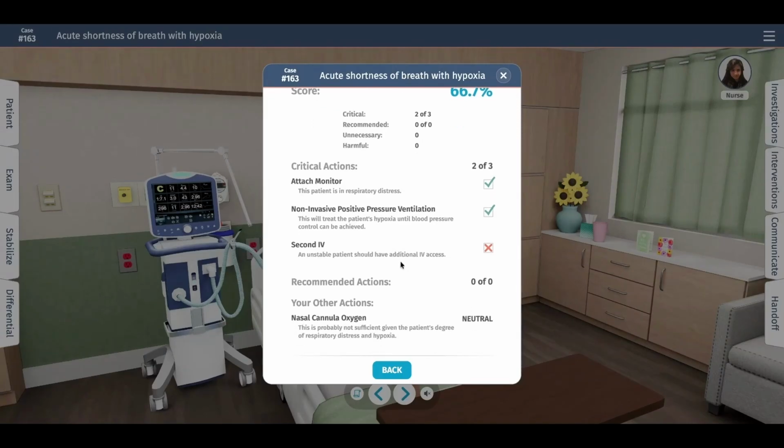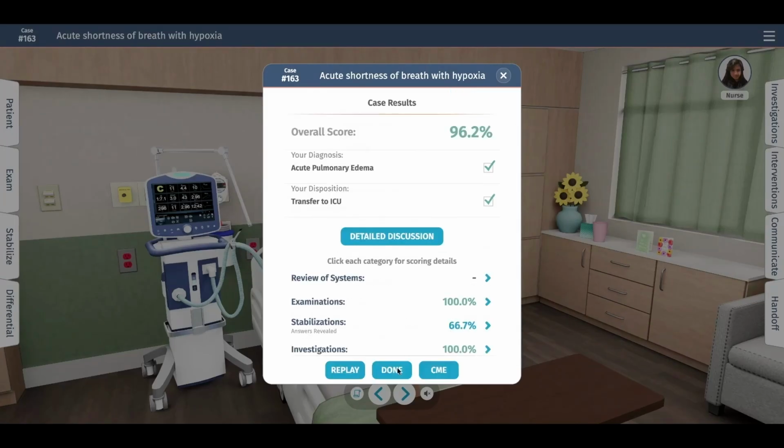An unstable patient should have additional IV access. I'm not going to disagree with that. You probably should. It's not the worst thing in the world. Looking at this from the perspective of just volume resuscitation alone isn't necessarily the best view. Having additional access is always good in a critically ill patient in case one of your accesses goes bad. So that would be a counterpoint. So sure, critical. I wouldn't call it critical. I'd call it important, but I wouldn't call it critical.